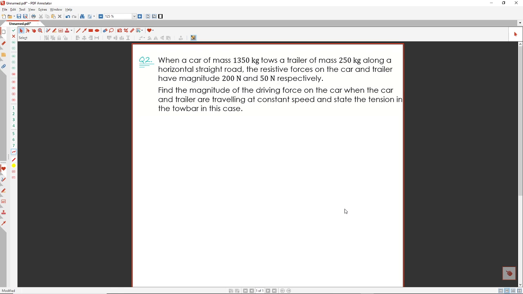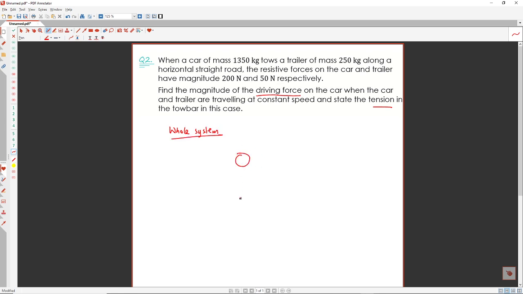Okay, with question 2 then, we've got a car with mass 1350 kilograms towing a trailer of mass 250 kilograms along the road. We've got the magnitude of the two forces. So let's have a look what we need to calculate in this one. We want the magnitude of the driving force first of all on the car, and state the tension in the tow bar as well.